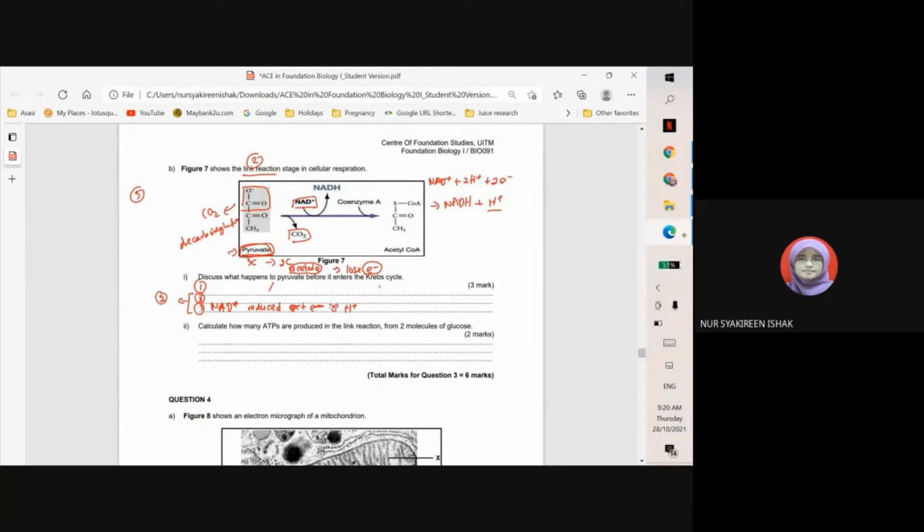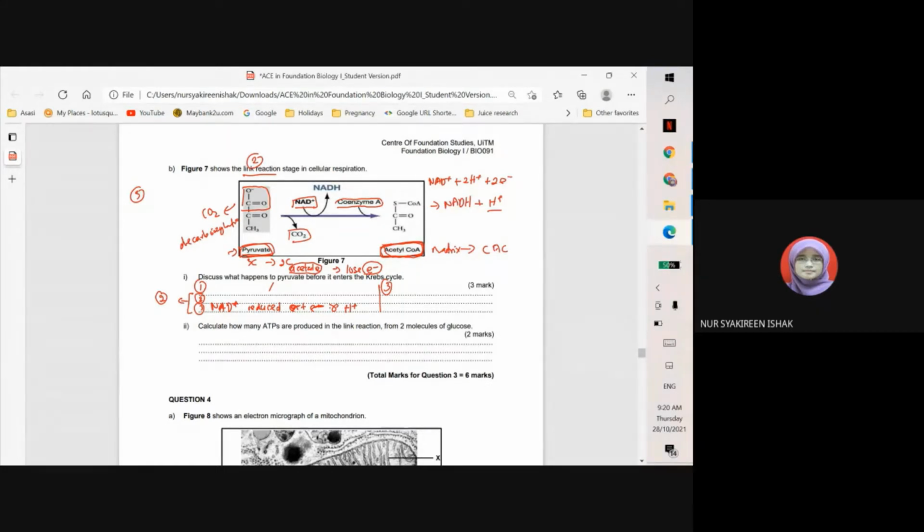And then the third major reaction that occurs during link reaction is that the acetate will then combine with coenzyme A to form acetyl CoA. The acetyl CoA will be produced in the matrix of mitochondria, then only it can proceed into citric acid cycle. So that is the answer for question B.